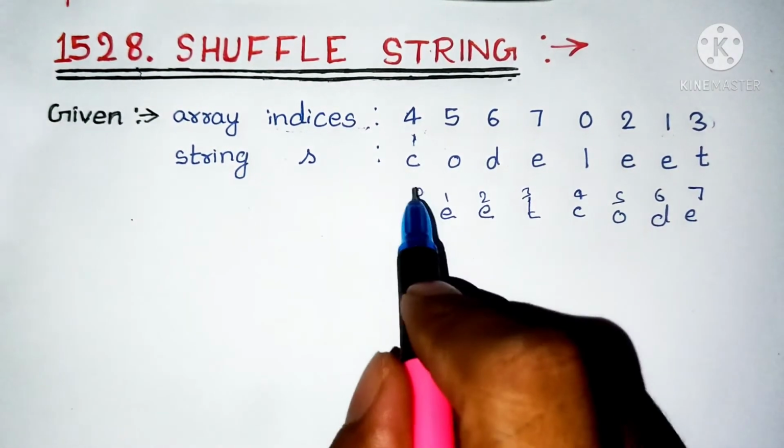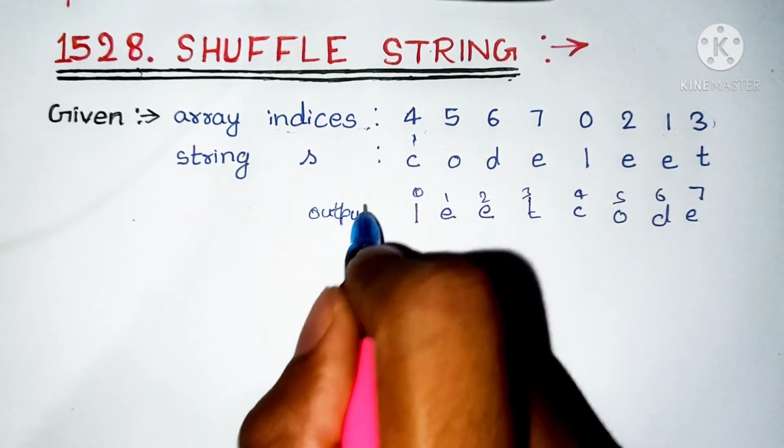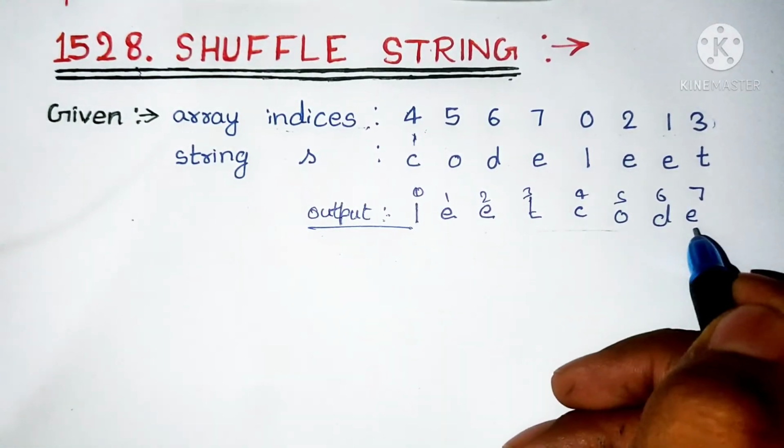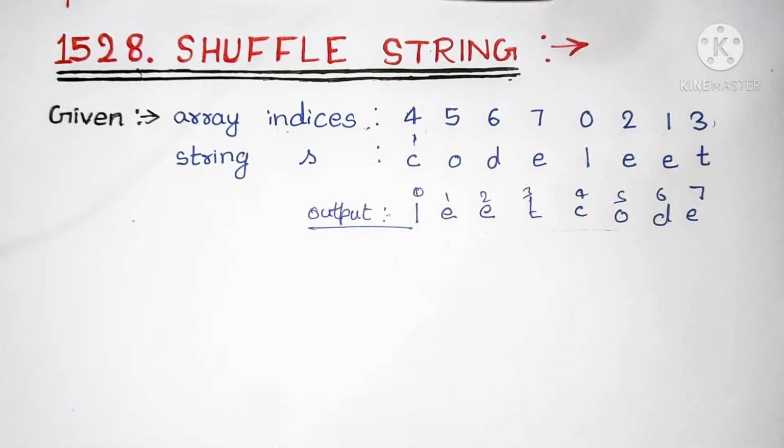So how can we do this? This is our output. This output should be LeetCode in this particular example. So how can we do this?